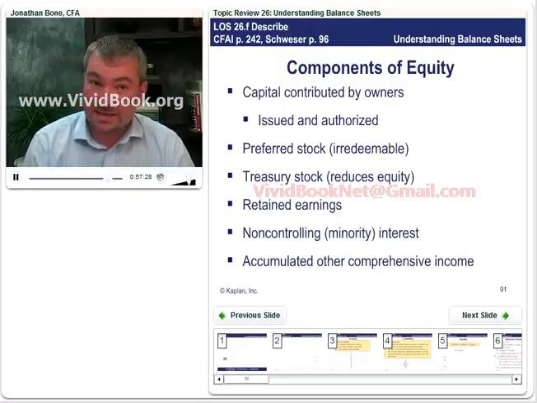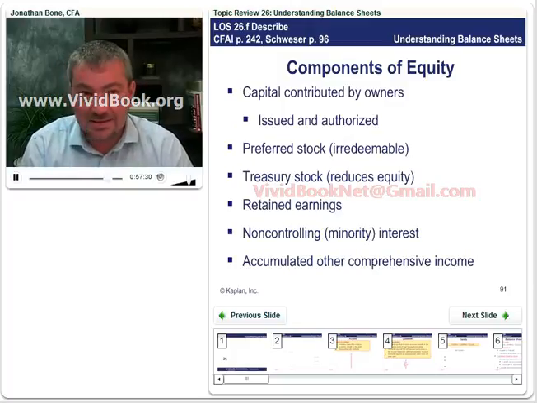Okay, legally it's equity, but it is a debt instrument in terms of all characteristics and how it behaves. So we only include preferred stock within stockholders' equity if it is irredeemable, i.e. it has an infinite life.